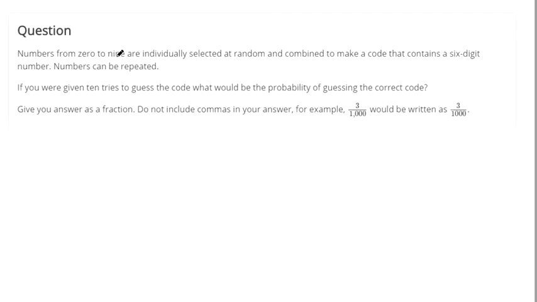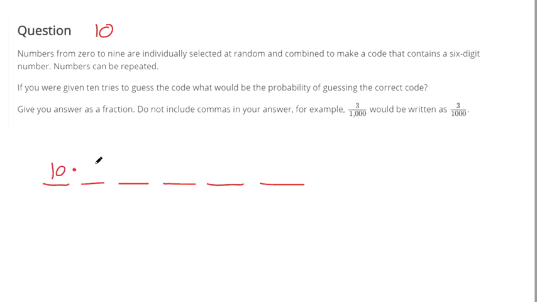Numbers from 0 to 9. So 0, 1, 2, 3, 4, 5, 6, 7, 8, 9. There's 10 digits we can choose from, including 0. So 10 digits are selected at random and combined to make a code that contains a 6-digit number. Numbers can be repeated. So there's 6 digits, 1, 2, 3, 4, 5, 6, right? How many different ways are there to pick the first digit? There's 10 different ways, right?